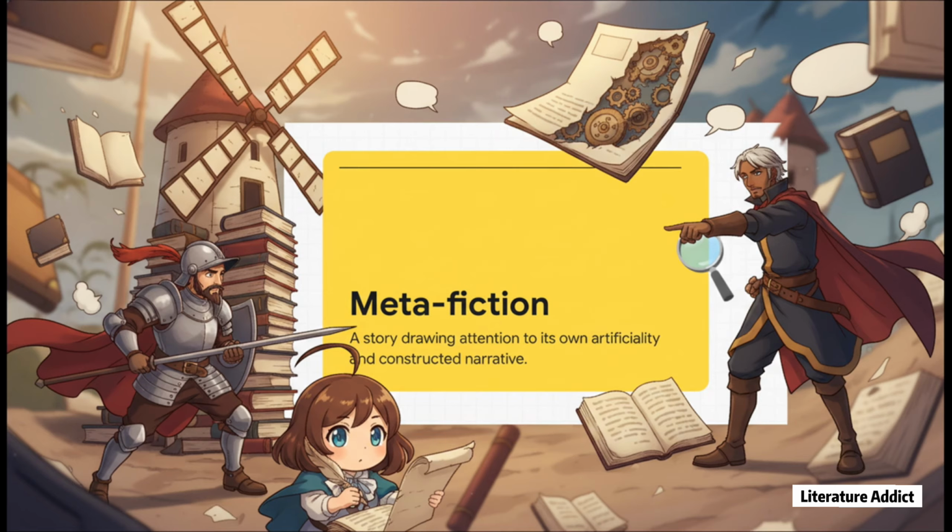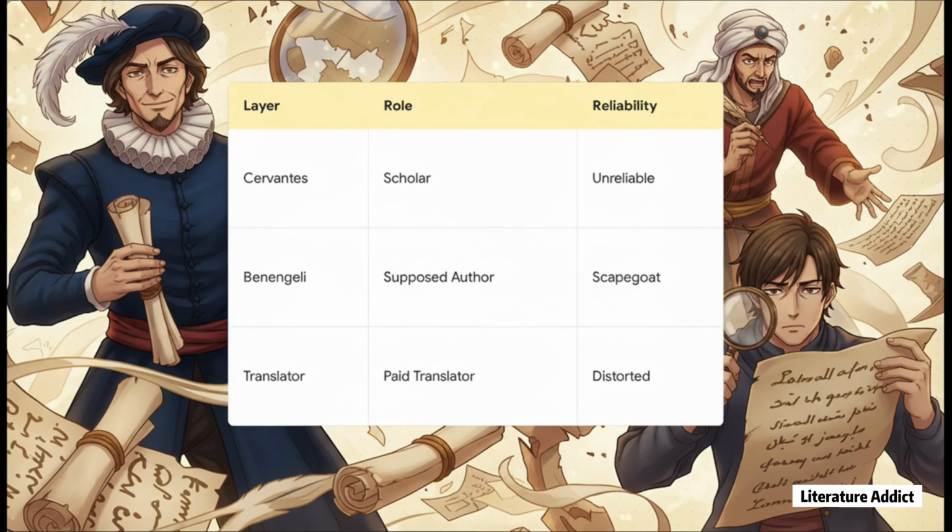The novel is constantly reminding us that what we are reading is a constructed narrative, totally vulnerable to human error, bias, and distortion. Now, what's really interesting about this slide is when you map out the narrator layers, it's actually wild how much distance Cervantes puts between us and the story. First, there's Cervantes himself, playing this sort of unreliable scholar who claims he just found these texts.